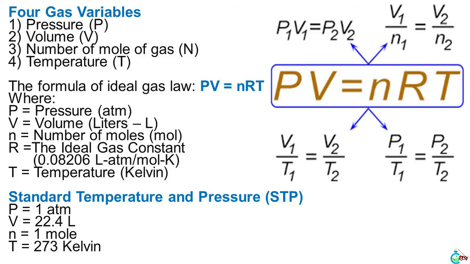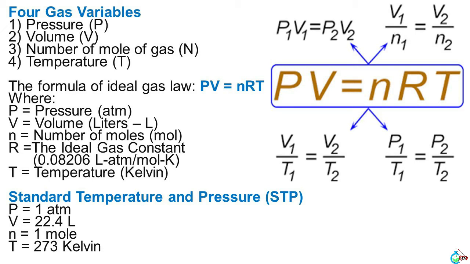Four gas variables: pressure, P; volume, V; number of moles of gas, n; temperature, T. The formula of the ideal gas law is PV equals nRT, where P equals pressure in atm, V equals volume in liters, n equals number of moles, and R equals the ideal gas constant, 0.08206 liter atm over mole Kelvin.